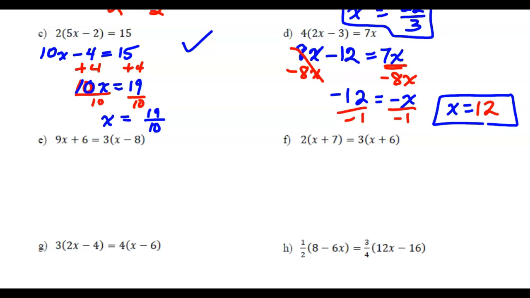Okay, now more terms even. Doesn't change anything. Still have to get rid of the brackets. And then collect some like terms, obviously.